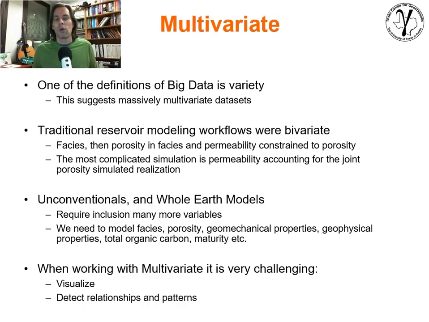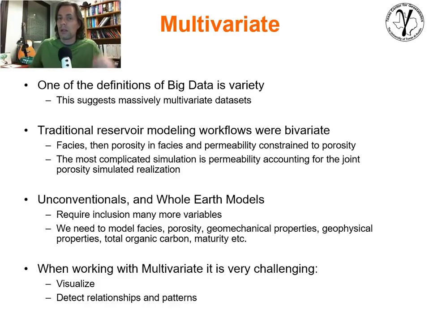Traditional reservoir modeling workflows were pretty bivariate, usually two variables at a time. Facies, and then you had porosity within facies, and permeability constrained by porosity. But it's become more complicated over time. We need to start accounting for relationships between multiple variables and do a better job. And part of this is driven by unconventionals and whole earth modeling.